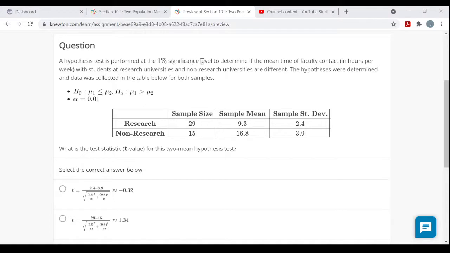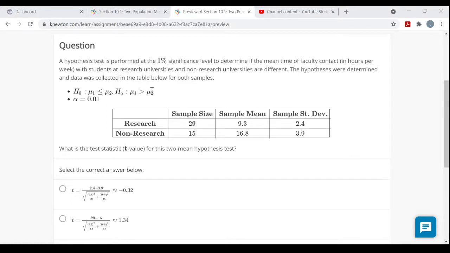Okay, so here a hypothesis test is performed at the 1% significance level, so that's your alpha, to determine if the mean time of faculty contact, in hours per week, with students at research universities and non-research universities are different. So you have the two populations here: faculty and students from research universities as one population, and faculty and students from non-research universities as another population. So the hypotheses were determined and data was collected in the table below for both samples.